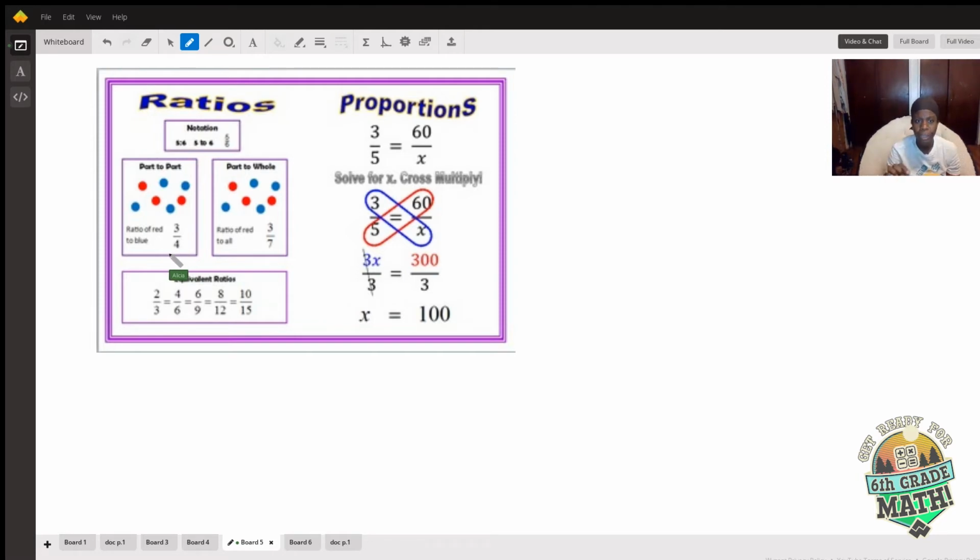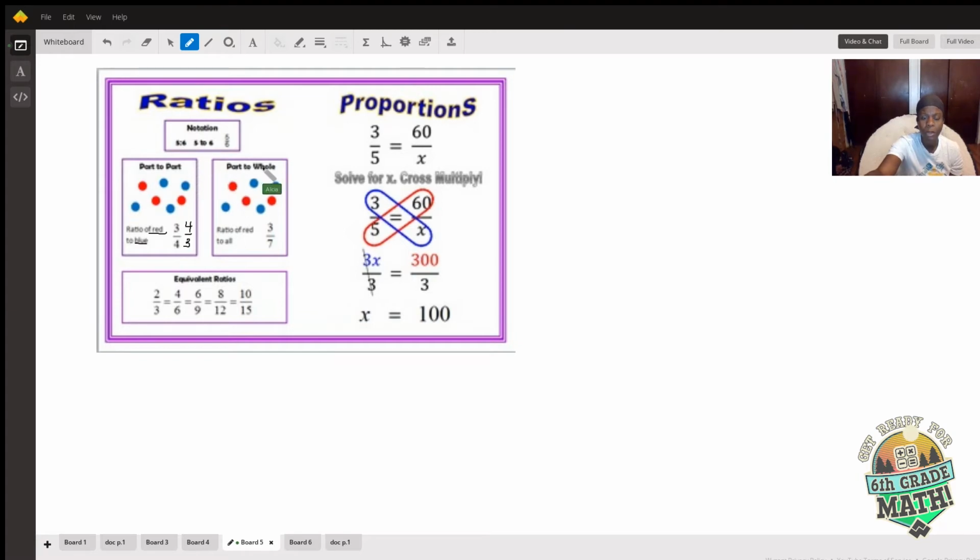Now, let's be clear. You do not write it 4 to 3. Why are we not writing it 4 to 3? Because the question is asking you the ratio of red to blue. It is not asking you the ratio of blue to red. So you have to be very clear to answer the specific ratio they are asking about, because 3 to 4 is very different from 4 to 3. The ratio here, red to blue, is 3 to 4. The ratio here is blue to red. So that's part to part.